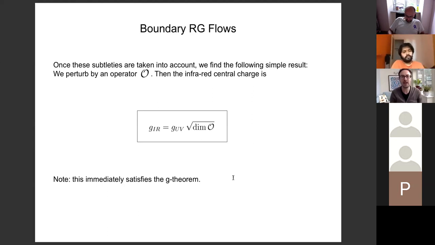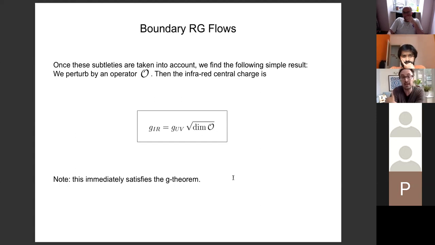The proof we have is you do the calculations, you figure out every subtlety that can possibly happen, and at the end of the day, you get this. It's very rare that if you just know the UV central charge and you know the dimension of the operator you're perturbing by, you have enough information to figure out after the RG flow where you end up. It's certainly not my usual intuition for the way RG works. If anyone has any ideas or anyone's seen anything like this before, I would love to know.